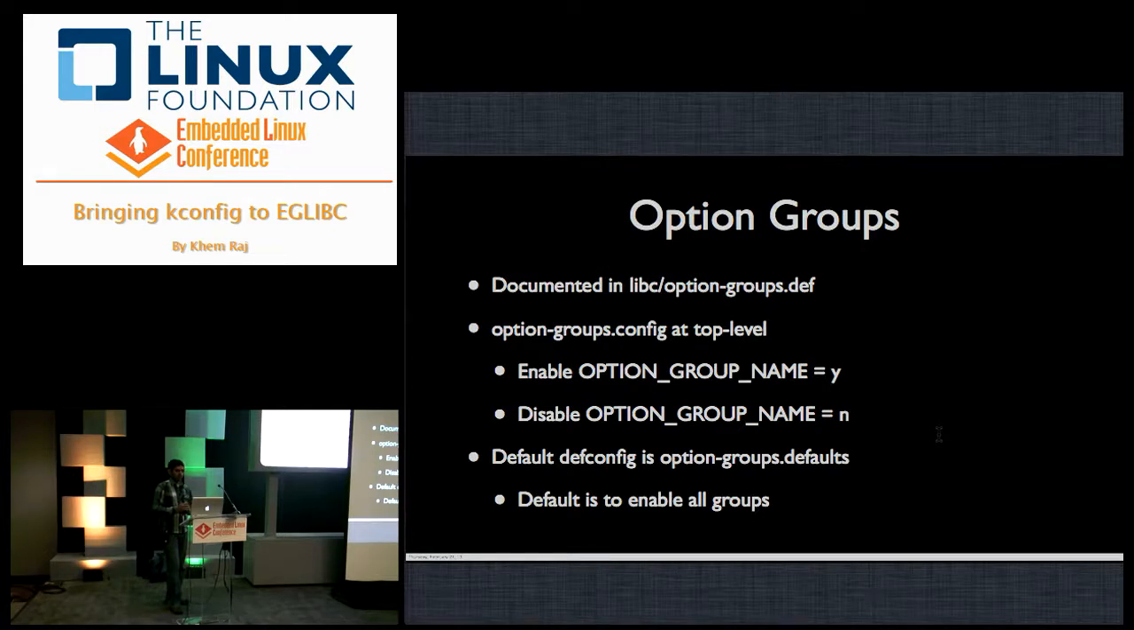The default options are stored in optiongroups.default. When you're building, this is the one that's read first, and the default is to enable all the groups, which means no change from the status quo. So if you don't do anything, it builds the same set that you would build without kconfig being part of it. Another thing that's very important is that it only enables or disables features. It doesn't modify functionality. For example, it wouldn't go and say, there are redundant printfs, I'll just remove them. It either enables or disables, like libm, for example, fully.